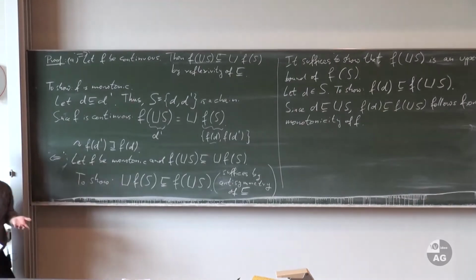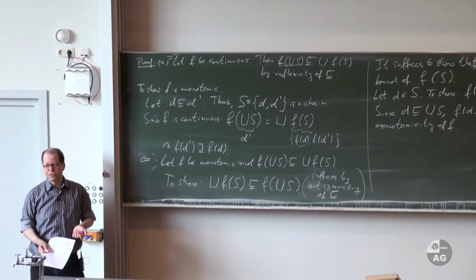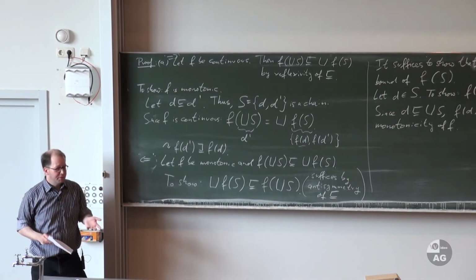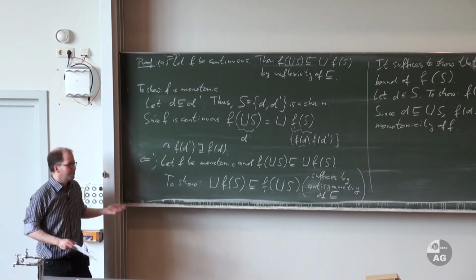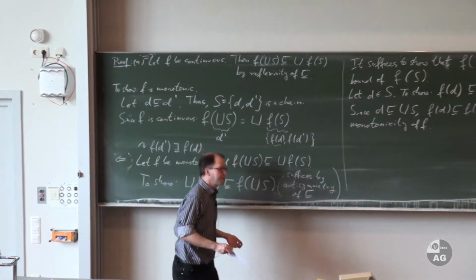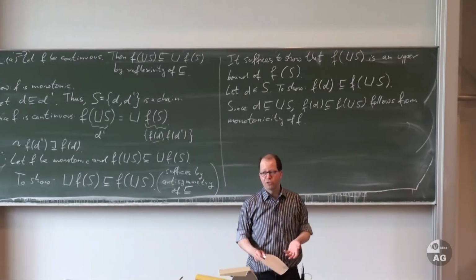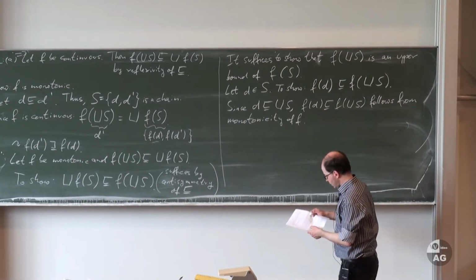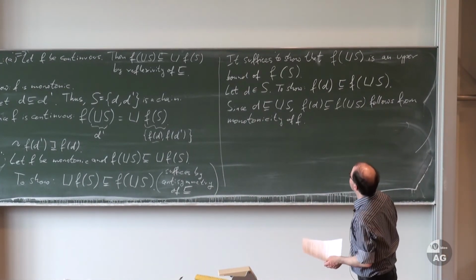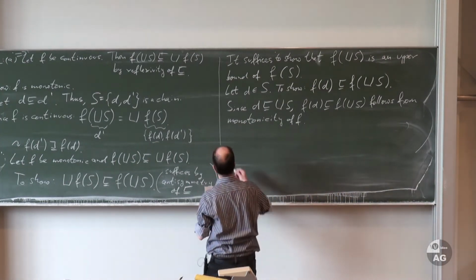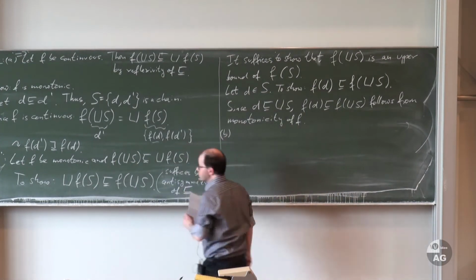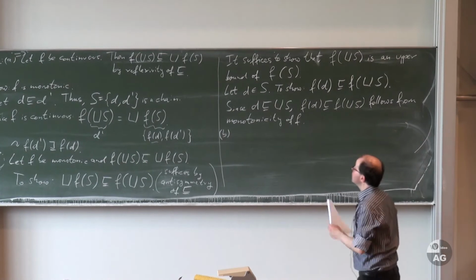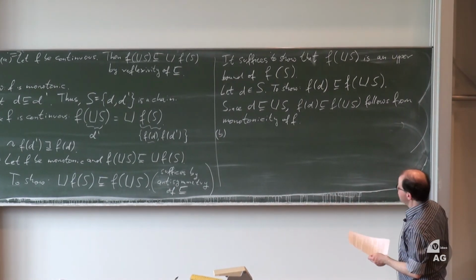Okay, so now we've seen that continuity is a bit more than monotonicity. Continuity implies monotonicity, but we require a little bit more, and we have seen that there are indeed functions that are monotonic but not continuous. But this only happens if we have infinite chains. As long as all chains are finite, there is no difference between continuity and monotonicity. That's the statement of part B.